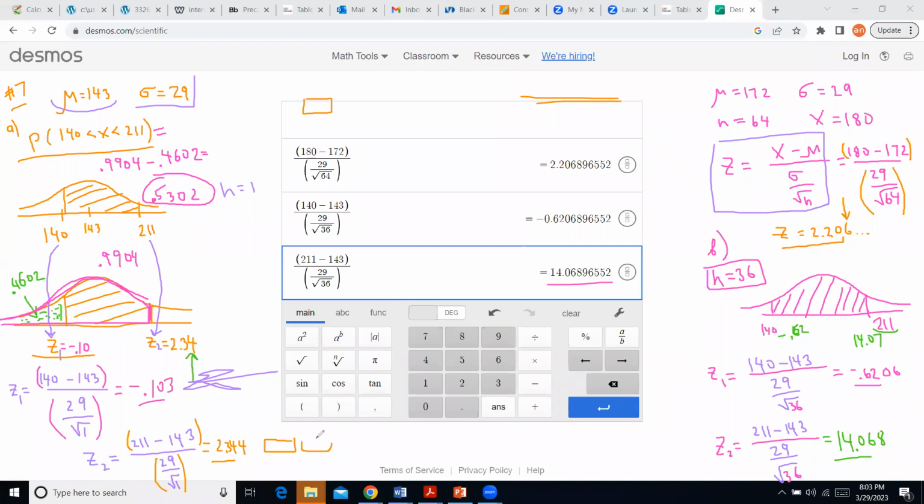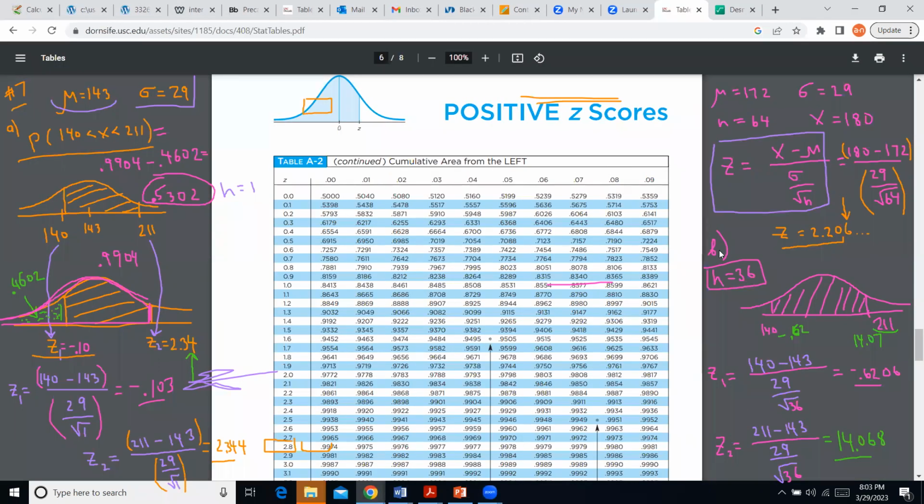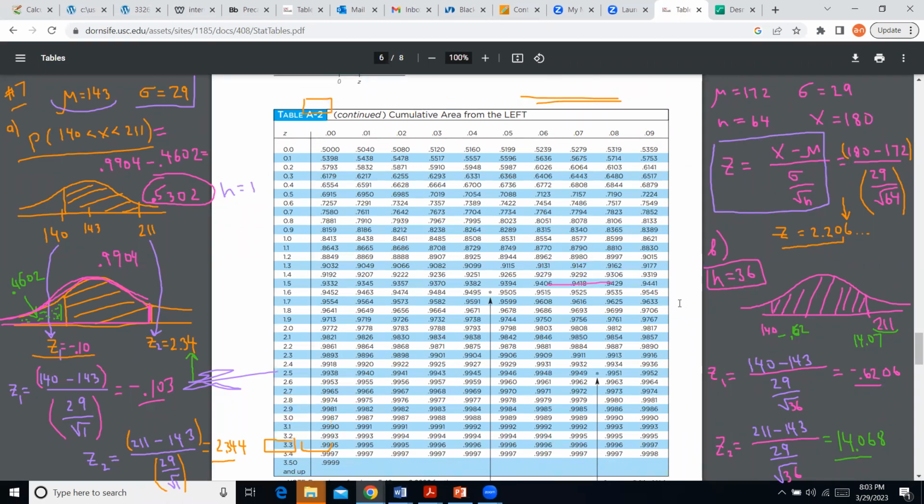Okay, so let's see what happens now. Let's see what our tables are going to say about those areas. So it looks like we're opened on the positive z-score part, and the z-score that should correspond to my 14 is not appearing here because the table ends at 3.5, but it actually says 3.5 and up. So all the areas we treat the same after that upper part.